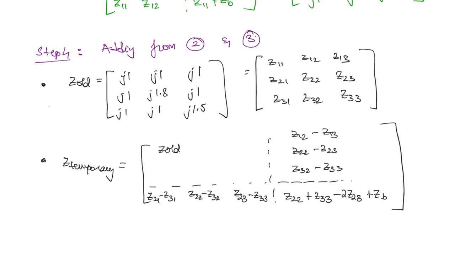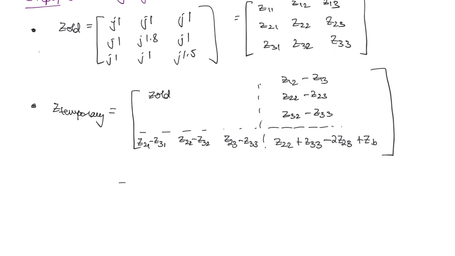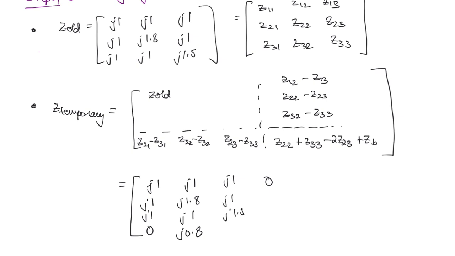Okay. So now you know each of these, right? What is Z21 minus Z31? This is going to be J1 minus J1. So you're going to get 0 here. Okay. So I will write down the final answer. This is going to come as J1, J1, J1, 0, J1, J1 and 0, J1.8, J1, J.8, here J1, J1.5, J.8 minus J.5 minus J.5, and finally J1.5. This is the temporary matrix.